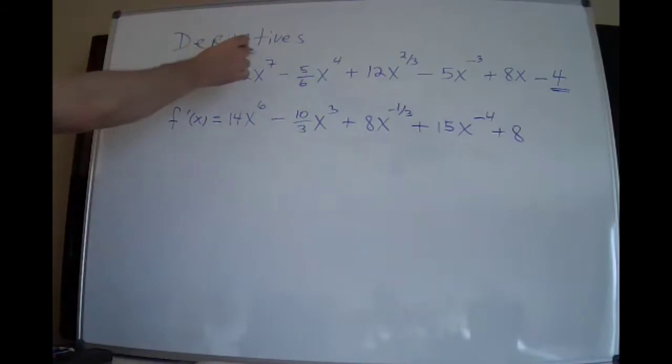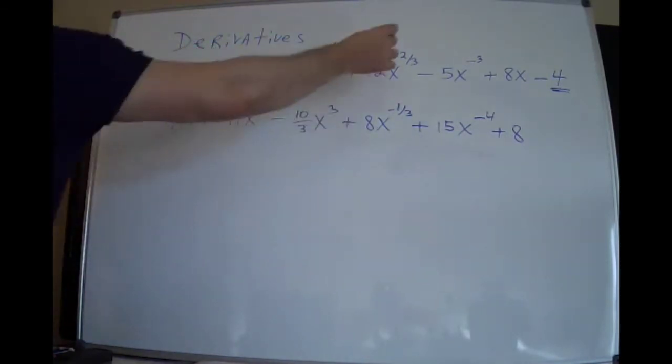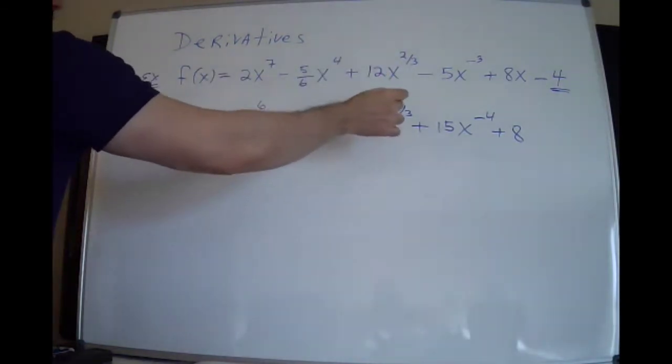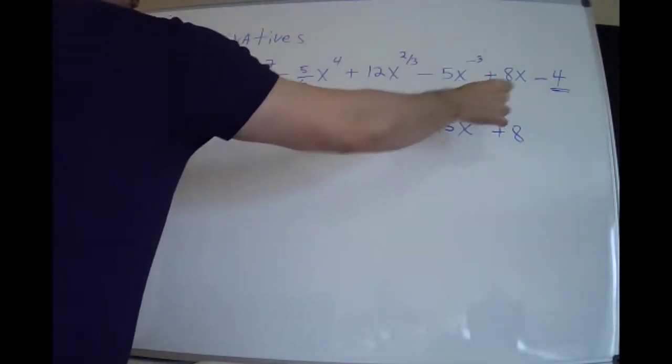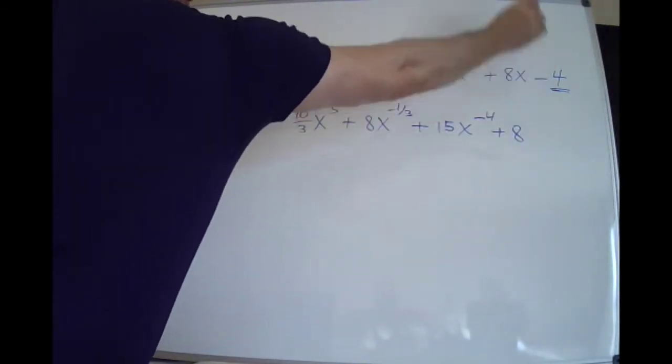So multiply by the power, subtract 1. Multiply by the power, subtract 1. The x goes away, and then there's no power there at all, so it goes away.